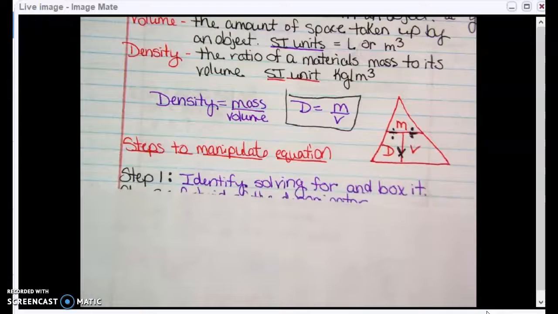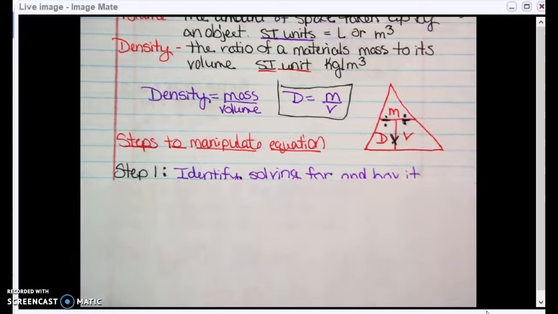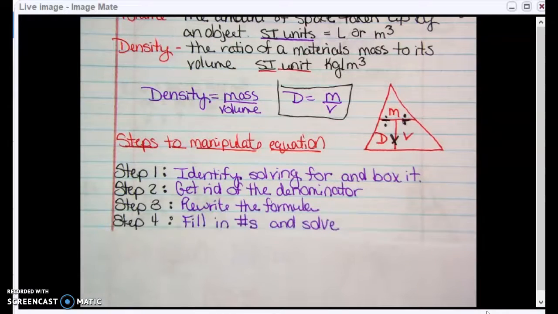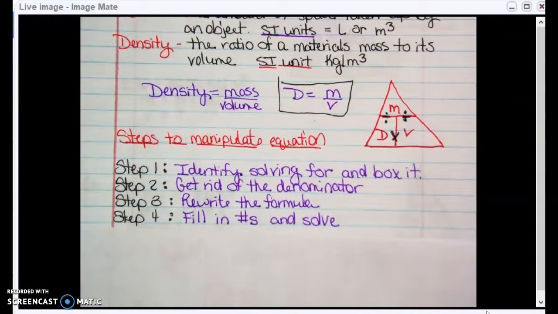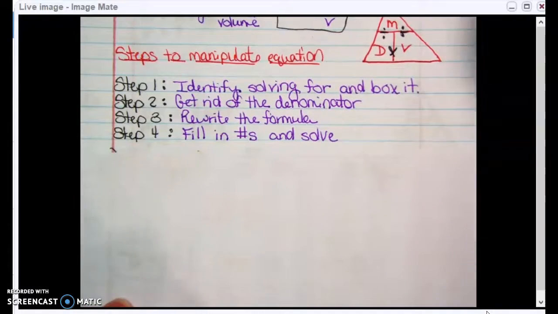So the first step is to identify what you're solving for and put a box around it. Okay, and I'm going to go back to the triangle. The second is to get rid of the denominator. Third is to rewrite the formula. Fourth is to fill in any numbers and then solve the problem. Okay, so I'm going to show you how to manipulate this. I'm going to do it on a different sheet of paper because I've written this once already.